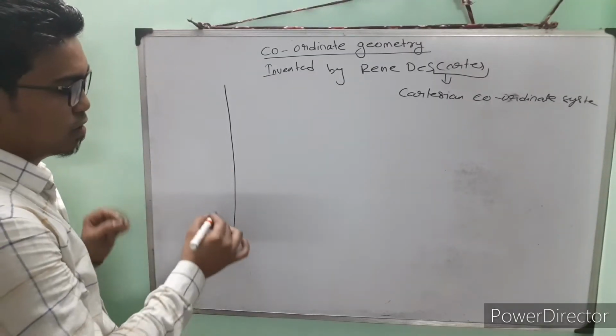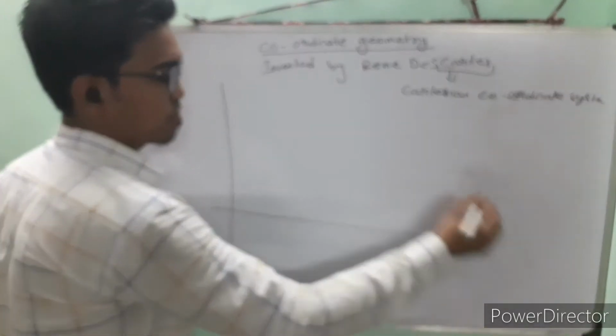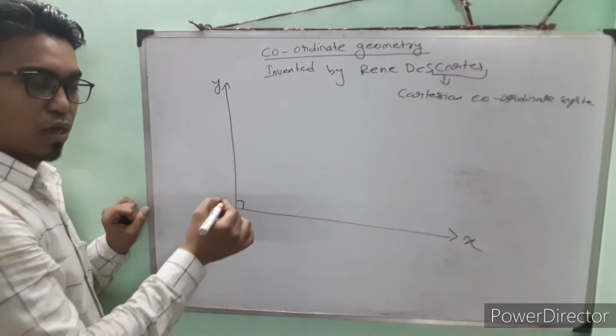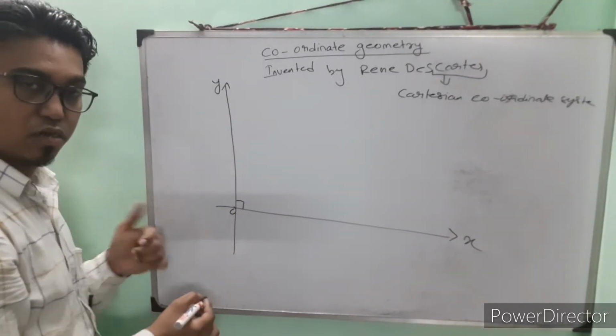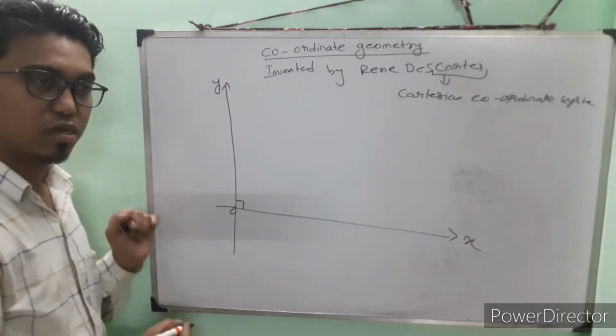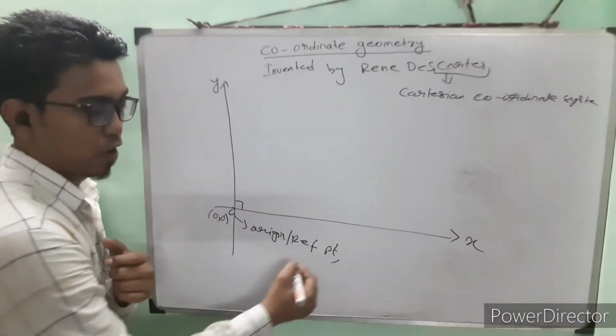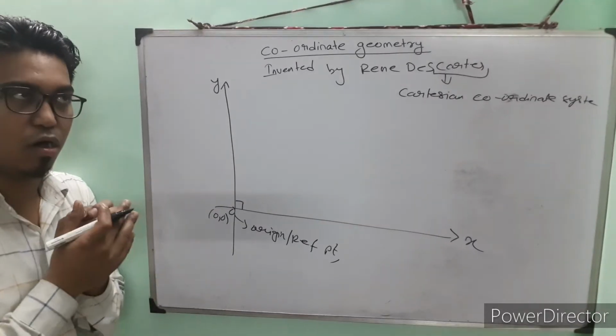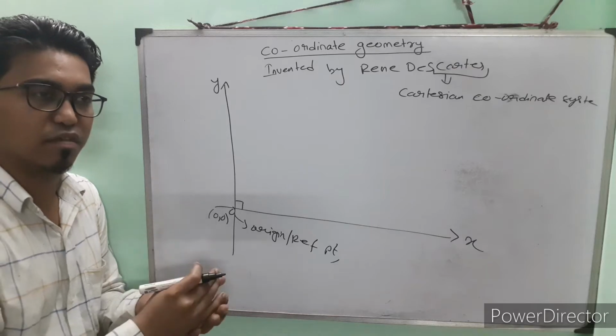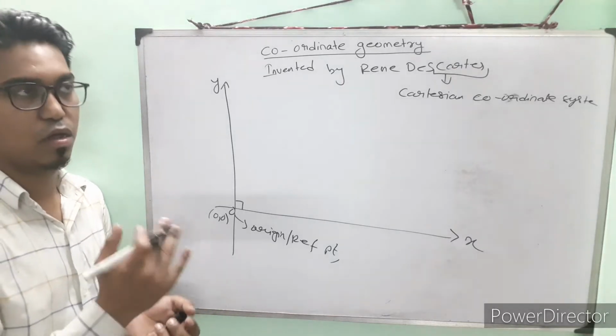So let's begin. We take two lines. The first line is the x-axis and the second line is the y-axis, and they should be perpendicular. We'll start from the origin. What is the origin? The origin is the point 0, 0. It is called the origin or reference point.